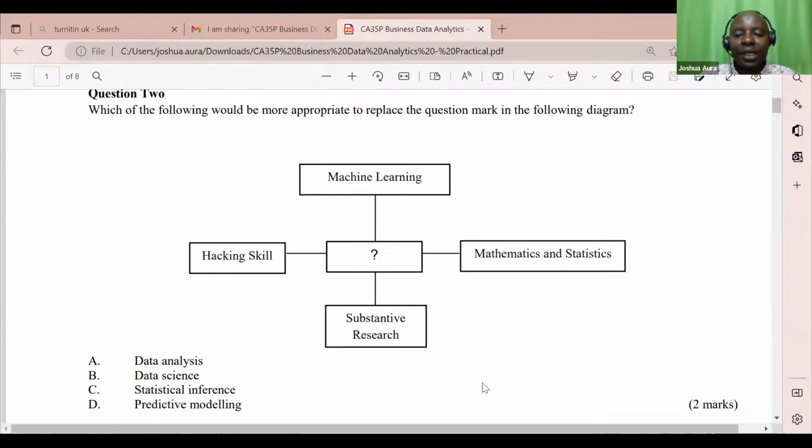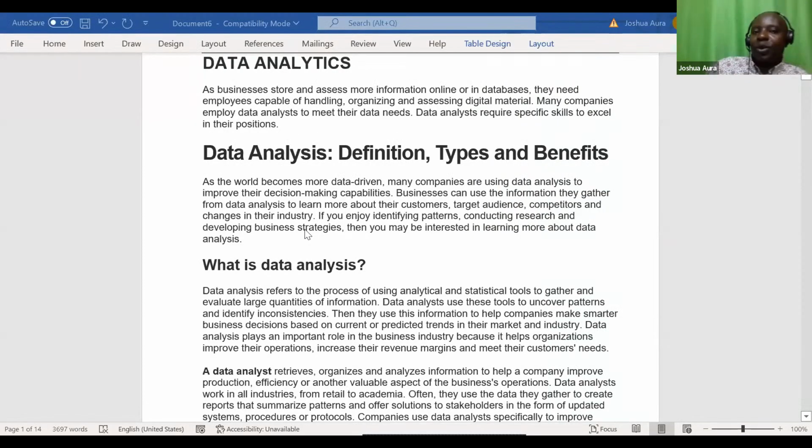Ladies and gentlemen, please listen to me very well. So we have here some document that I would want us to go through. Are you able to see my document? The data analytics document. Data analytics, yes.